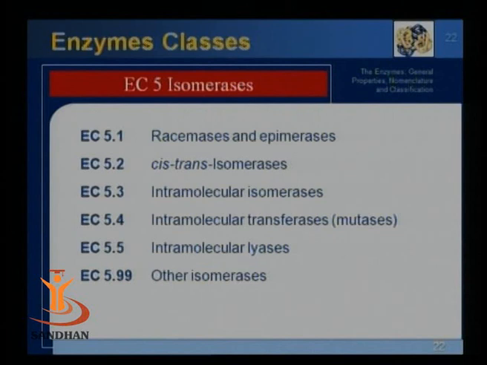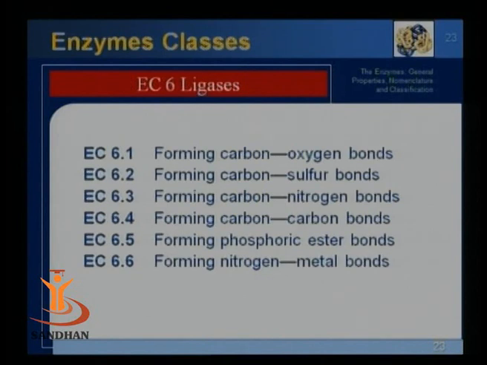First one, as it is 5.1, that is racemases and epimerases. Then, as sir has discussed this particular example in detail, that is cis-trans isomerases, that cis and trans positions can be gained by the action of the enzymes, that can be denoted as EC 5.2. 5.5, that is intramolecular lyases, and if it is EC 5.99, then some other isomerases can be there. So that is the group we have discussed, that is isomerases.